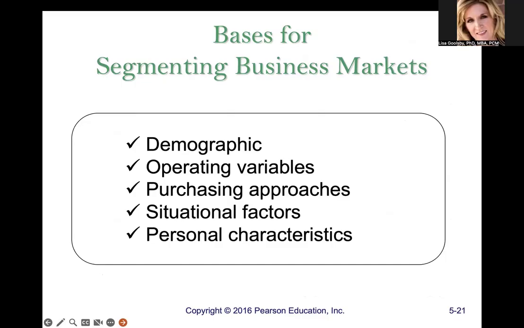If we looked at segmenting the business market, you would have demographics, you would have operational variables, you would look at the purchasing approaches, how a company goes through that purchasing process. There may be situational factors, and then definitely personnel characteristics. So some purchasing people in a department may prefer or like a different salesperson. It may not be the product, it may be the personalities.